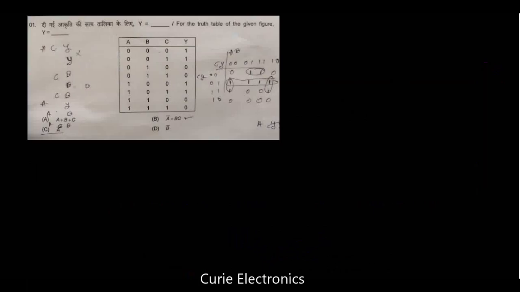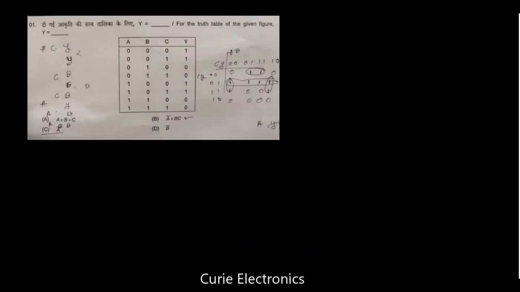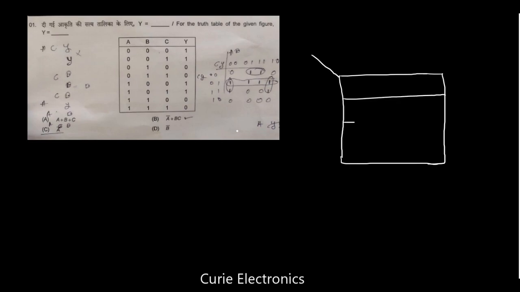For the truth table of the given figure, what is the output y? We have three variables, A, B, C. With the Karnaugh map, we can simplify easily. It's a three-variable Karnaugh map.